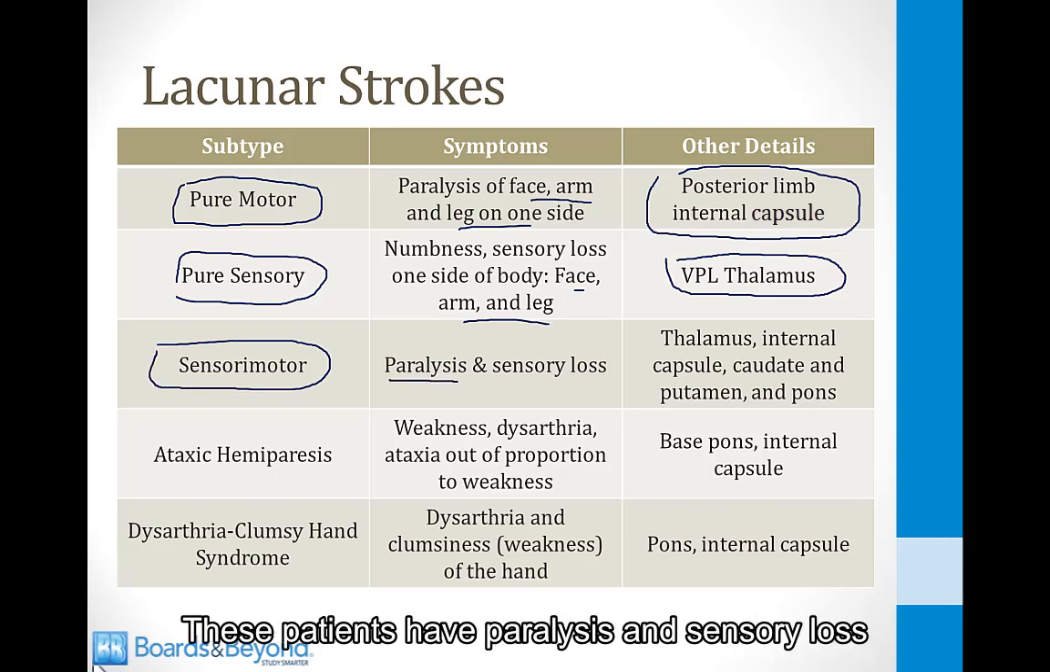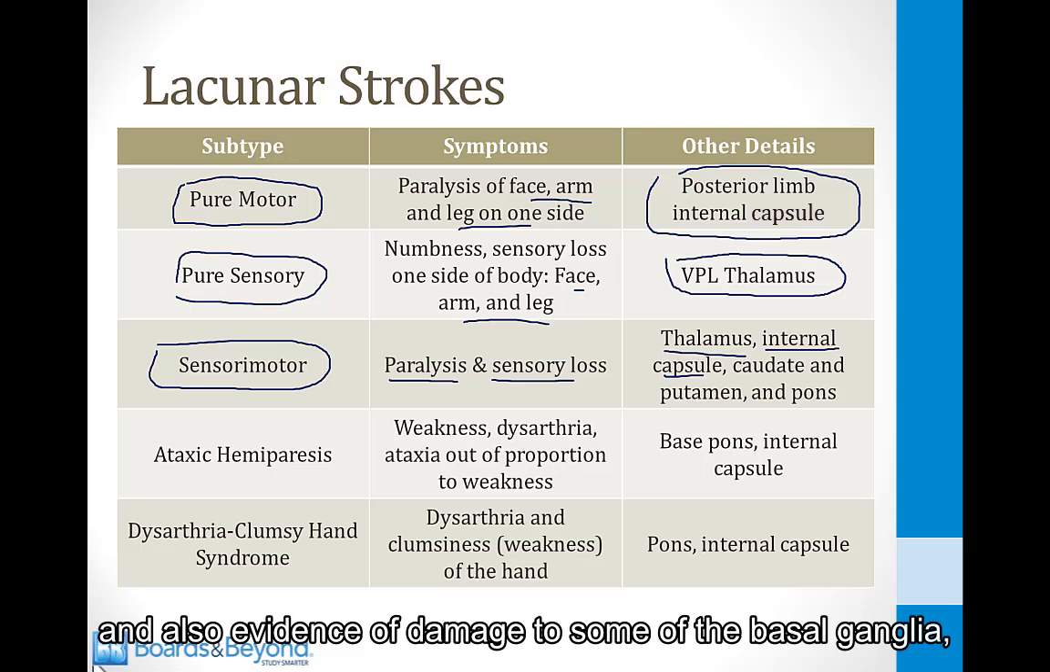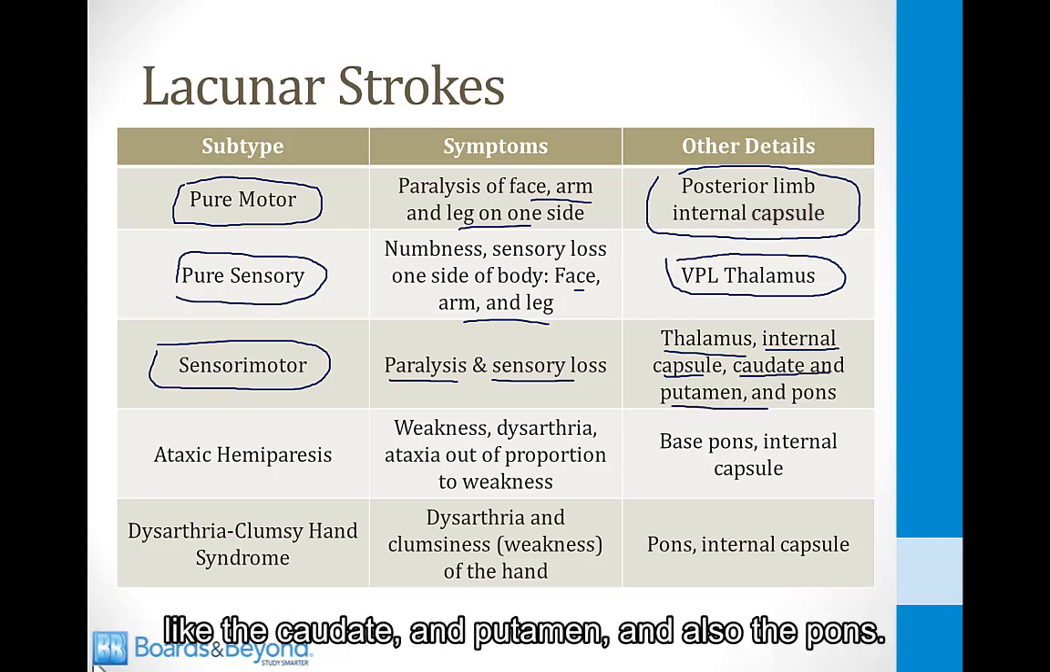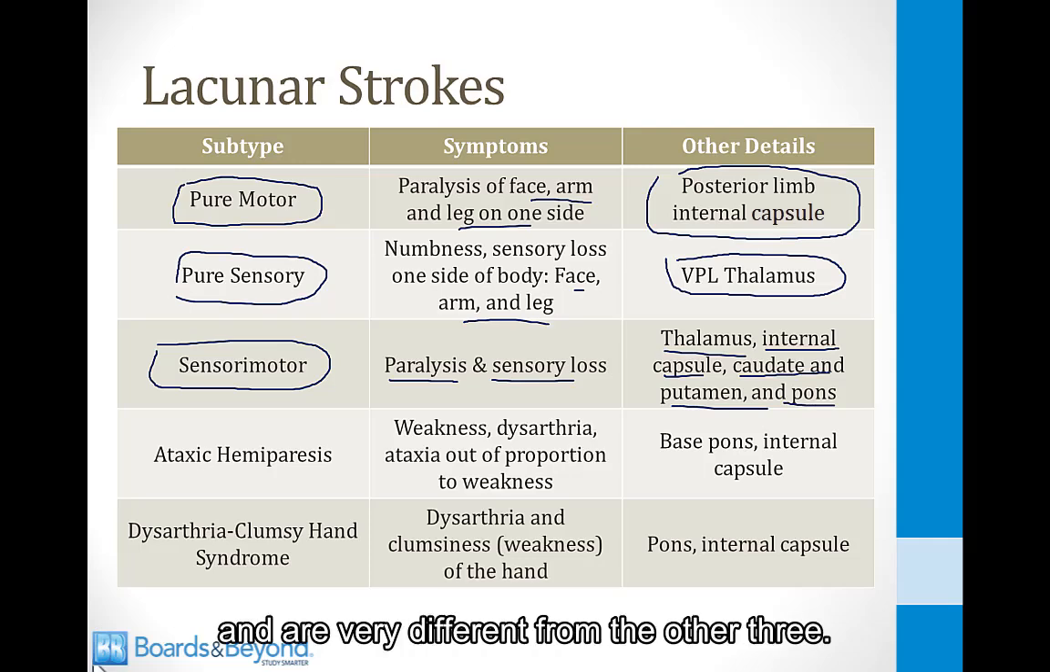These patients have paralysis and sensory loss, and they have damage to the thalamus, the internal capsule, and also evidence of damage to some of the basal ganglia like the caudate and putamen, and also the pons. The last two types are rare and are very different from the other three.